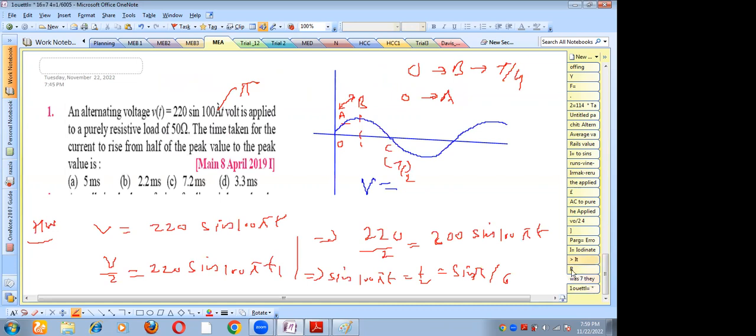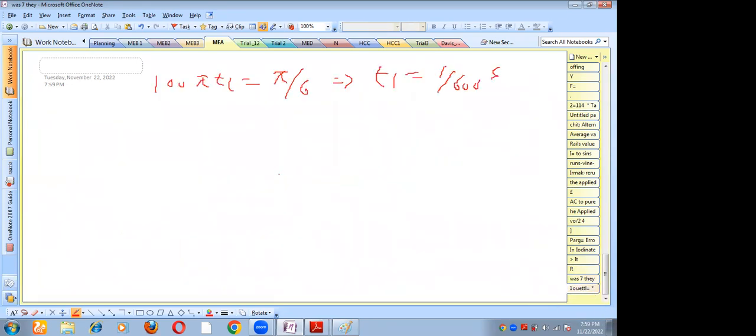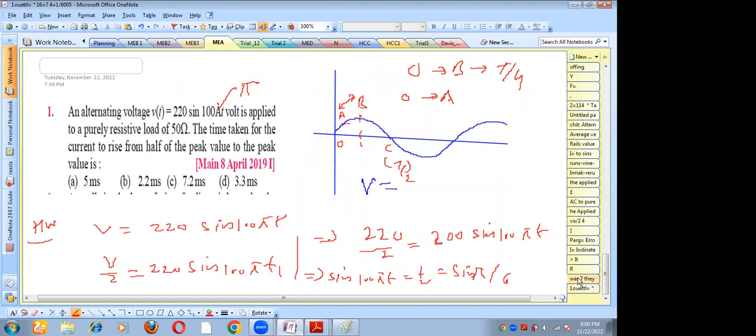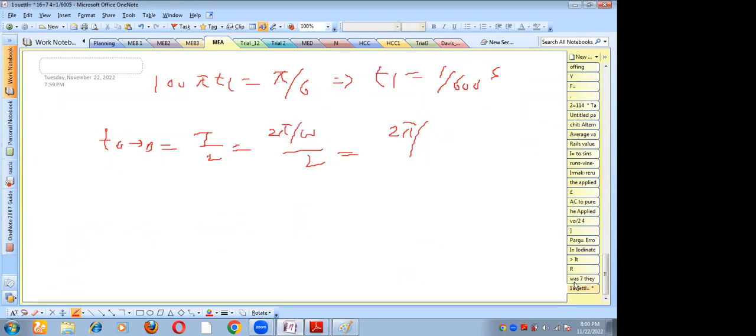So this is the time taken when going from 0 to A. And we know the time taken in moving from O to B. What is that? Time 0 to B is T by 2. And what is time period? T is equal to 2 pi by omega, and omega is 100 pi. So from here we will get 1 by 100.